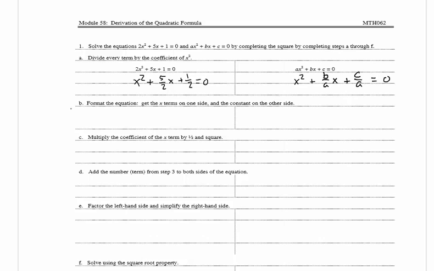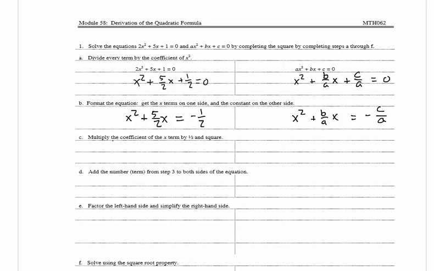And in b, they want us to format the equation, get the x terms on one side and the constant on the other. So in the first equation, we're going to subtract both sides by 1 half. And in the second equation, we're going to subtract both sides by c over a. So we have x squared plus 5 halves x is equal to negative 1 half. And we have x squared plus b over a x is equal to negative c over a.